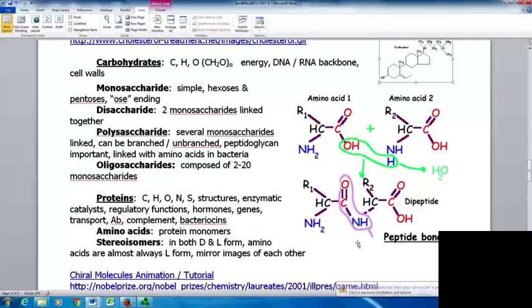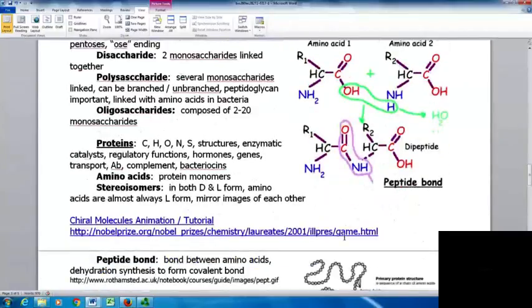Over here we can see an example of a peptide bond where you have 2 amino acids next to each other. You're going to have the hydroxyl group from one and a hydrogen off of the amine group from the other be removed through dehydration to produce water, and it will produce the peptide bond that will join the 2 together. So the peptide bond is just the bond between amino acids, and it is a covalent bond.